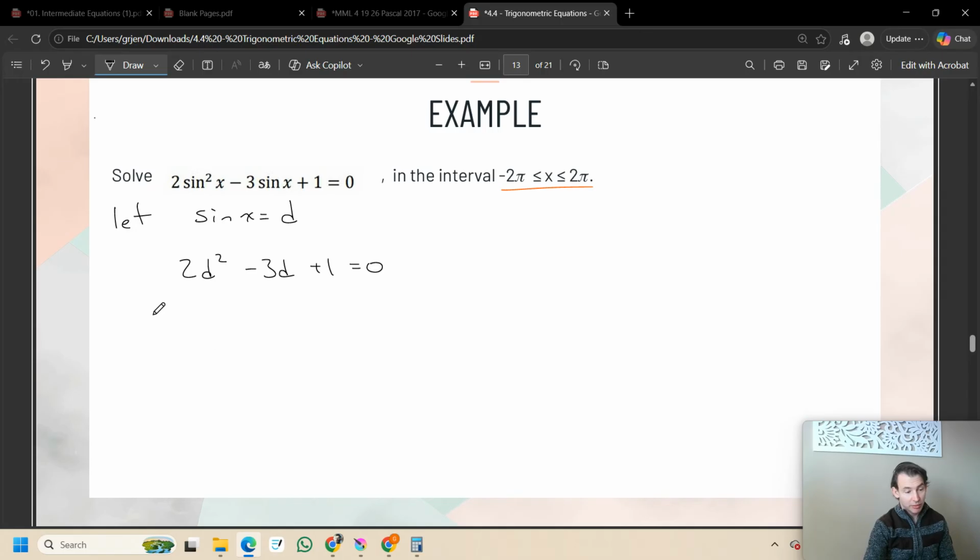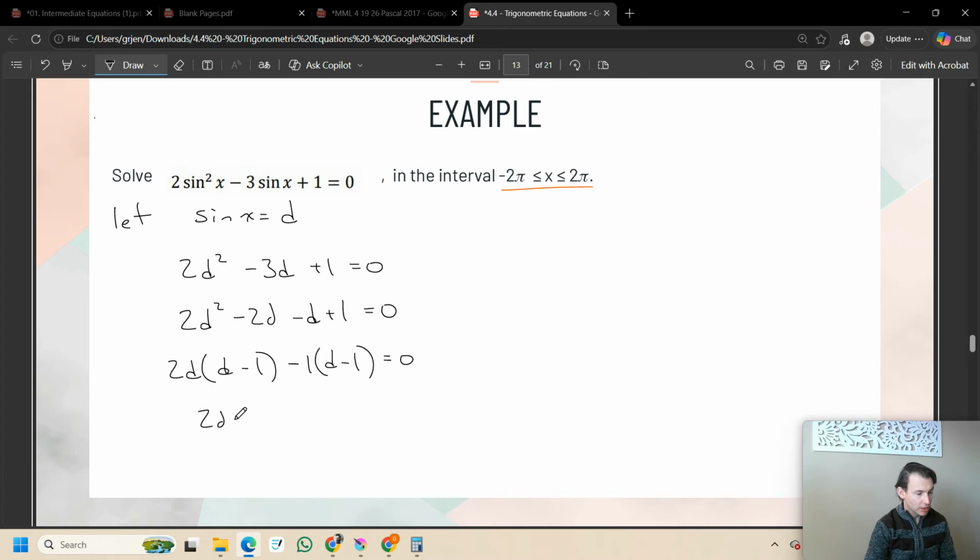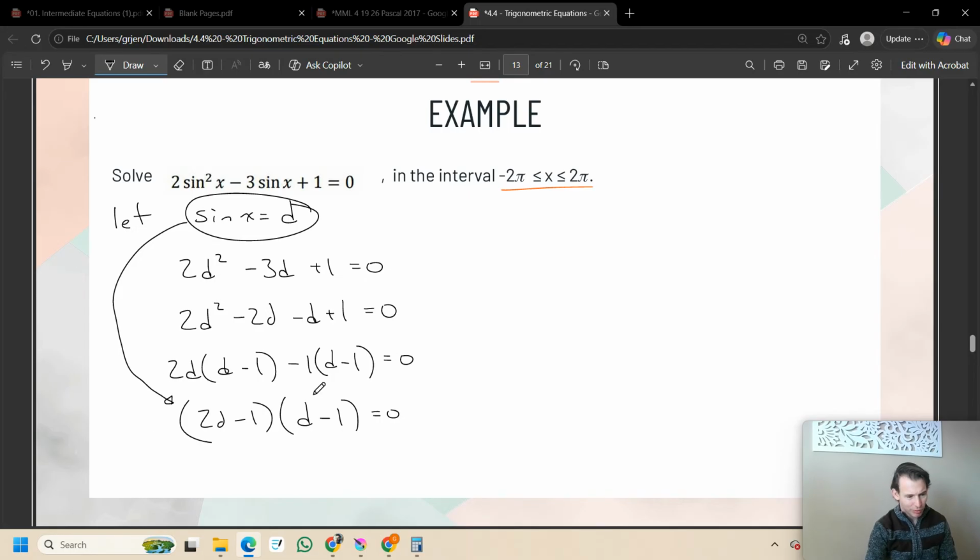We want to multiply to 2 and add to minus 3. Those numbers are minus 2 and minus 1. I think you'll agree that line is the same as the line above it. This factors as 2d times d minus 1 minus 1 times d minus 1 equals 0. So we know now 2d minus 1 multiplied by d minus 1 equals 0. I mean, you could resubstitute sine in that line, but I think that's gross. I don't know why you wouldn't just want to solve your two factors.